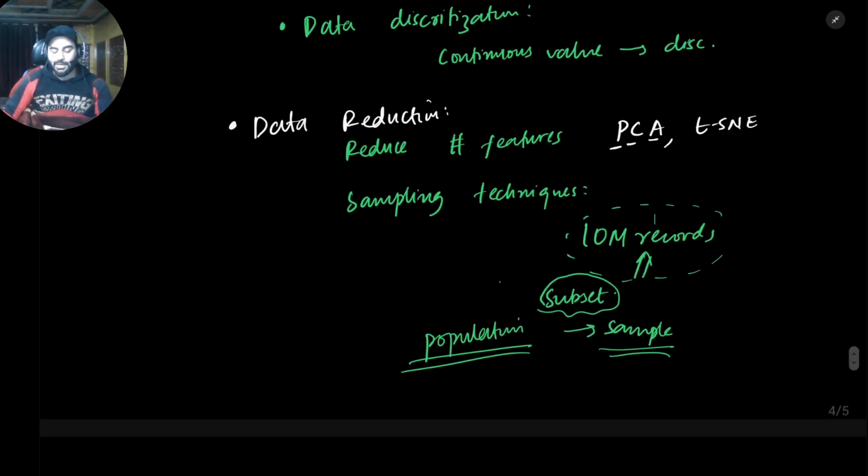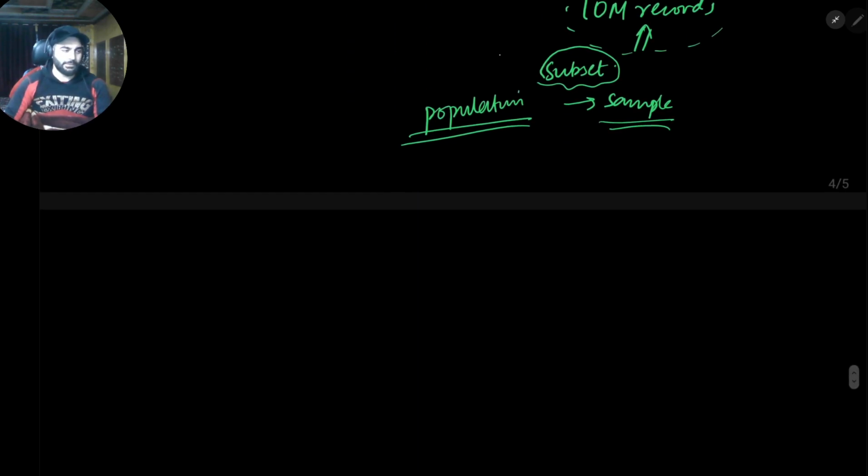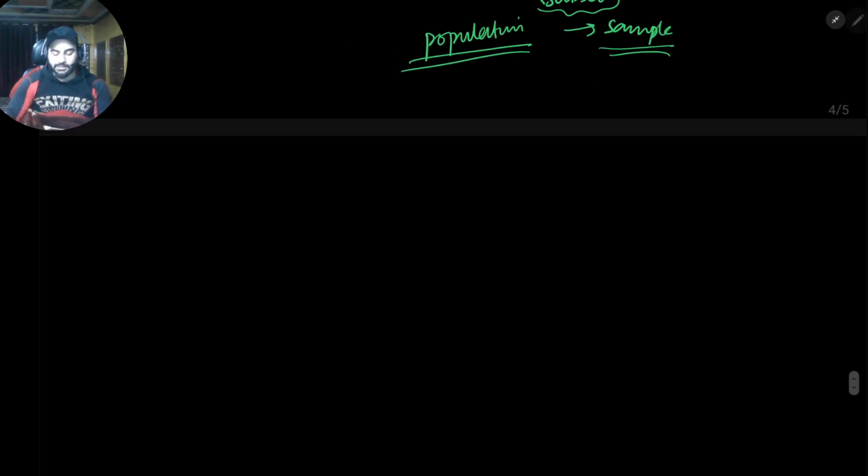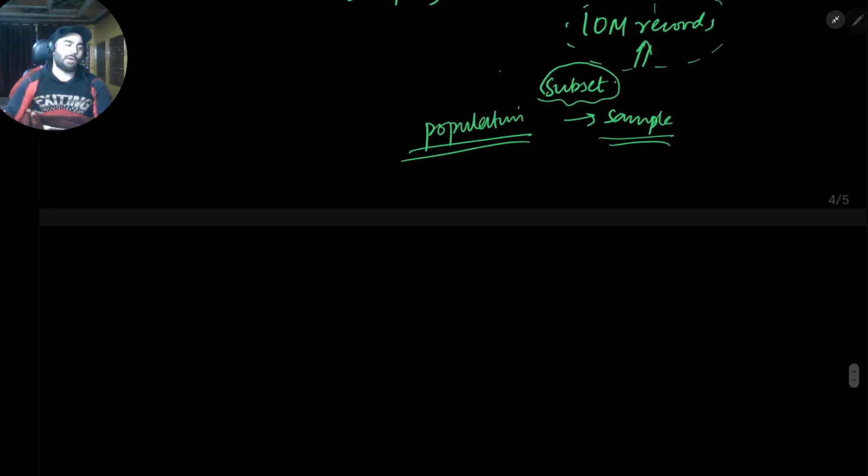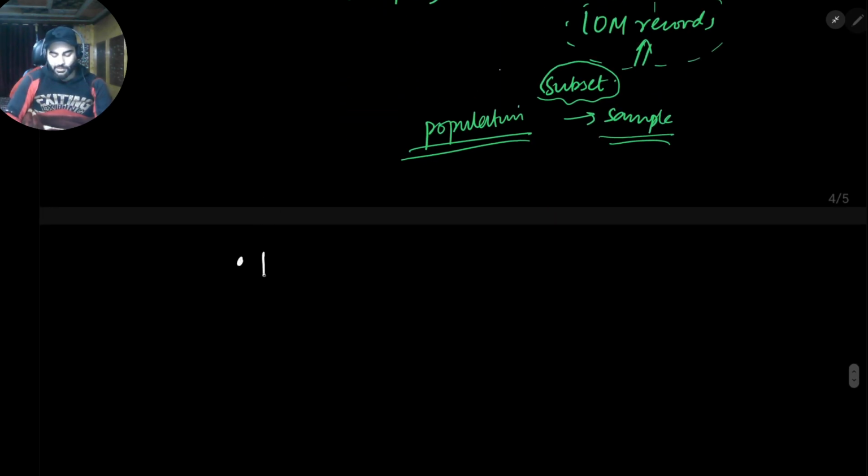But remember that in data reduction, what we do is reduce the number of features by using different techniques like PCA and t-SNE, and we'll also use sampling techniques by which we sample a subset of the data. After you are done with this, you must handle the outliers. This is what we do in data preparation and pre-processing.